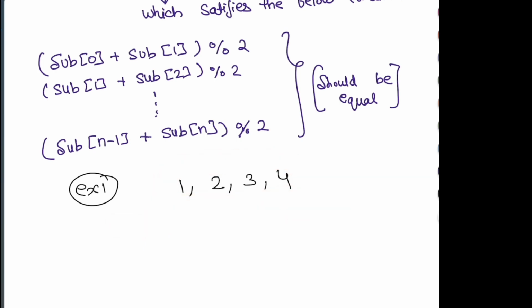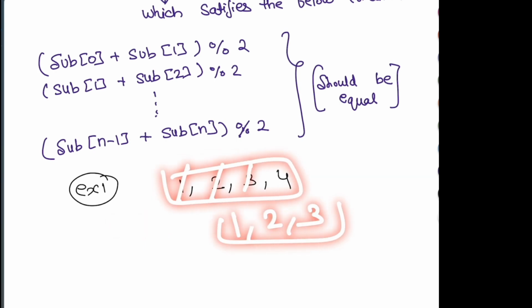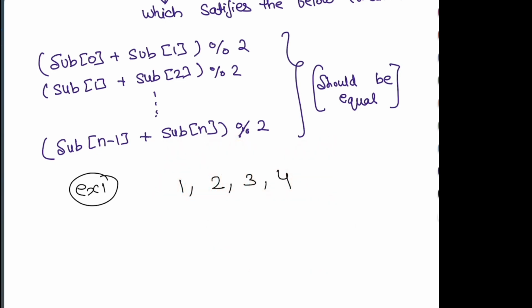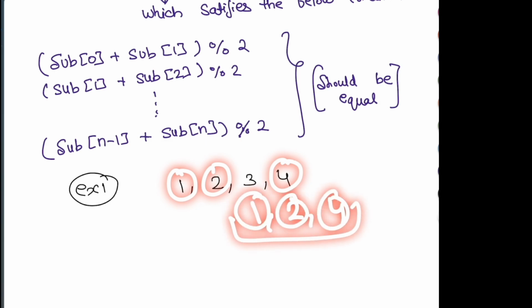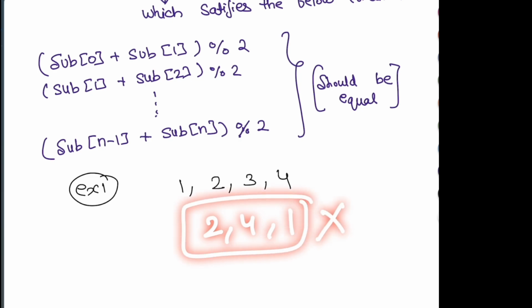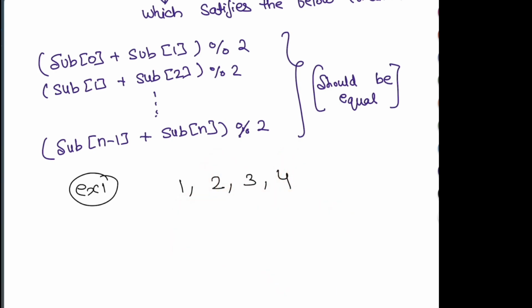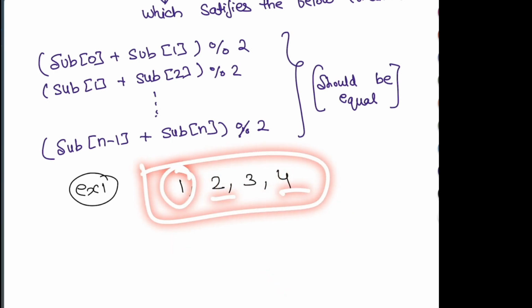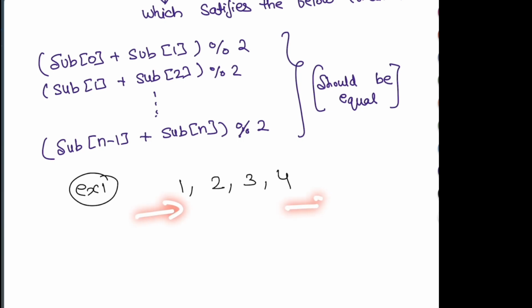For example, if this is my array, then 1, 2, 3 is a subsequence because 1, 2, 3 are in the same order as in the original array. 1, 2, 4 is also a subsequence. But 2, 4, 1 is not a valid subsequence because although 2 and 4 are in the same order, 1 is before 2 in the given array, so 1 cannot come after 2 or 4. So basically it is selecting a few elements in the same order as they are given in the array.